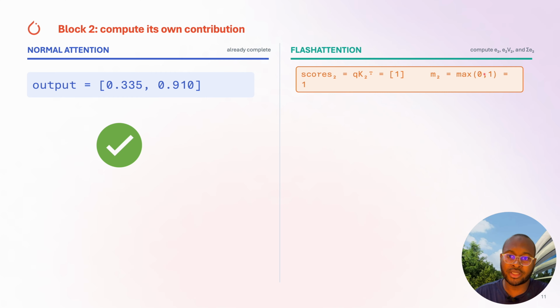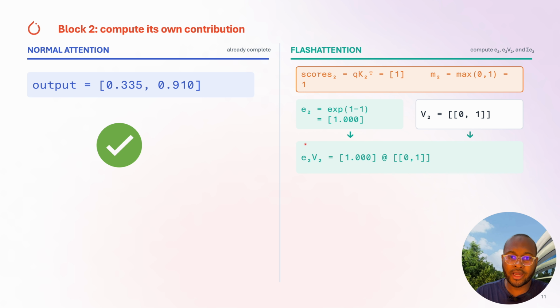So the maximum is the old max compared with the new score. The old max was 0, so the maximum of them is actually 1. Then we compute the exponentials, for which we have to subtract the maximum, and we get this value. For the tokens in block 2, the V tensor is this, and when we multiply the exponentials times the V tensor, we get this. Essentially, this is for computing accumulator 2.